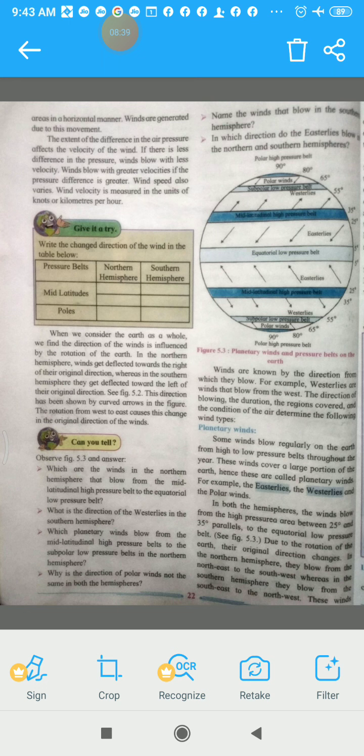What are the factors, what are the conditions that determine these types of winds? They are the direction of blowing, in which direction they are blowing, the duration, for what time they are blowing, the regions covered, how many regions these winds are covering, and the condition of the air. How is the condition, whether it is low pressure or high pressure? All these factors determine the following wind types. Let us see the first wind type, that is planetary winds.